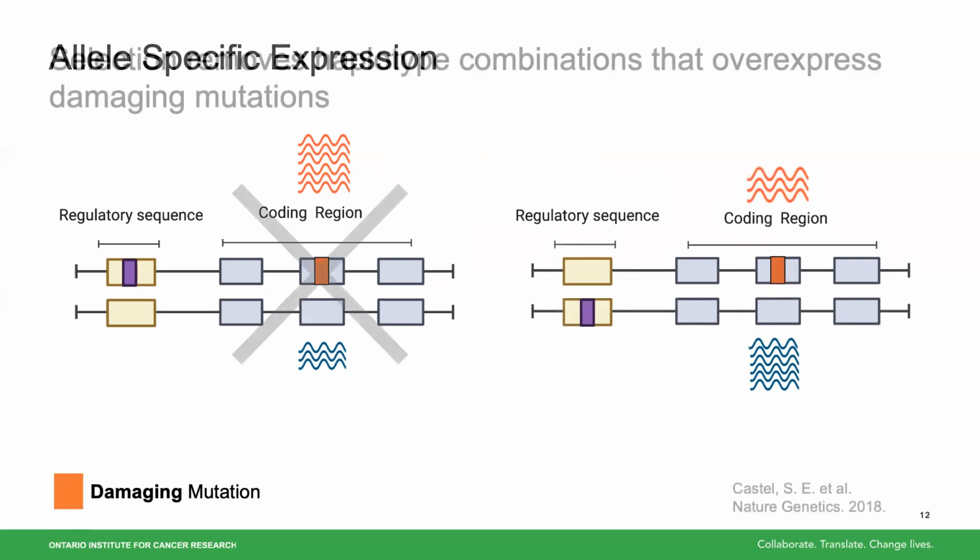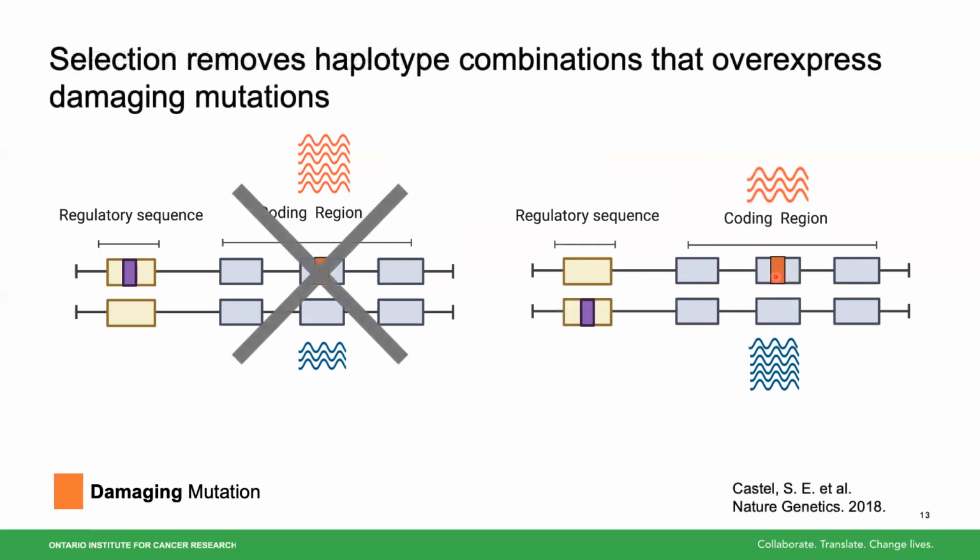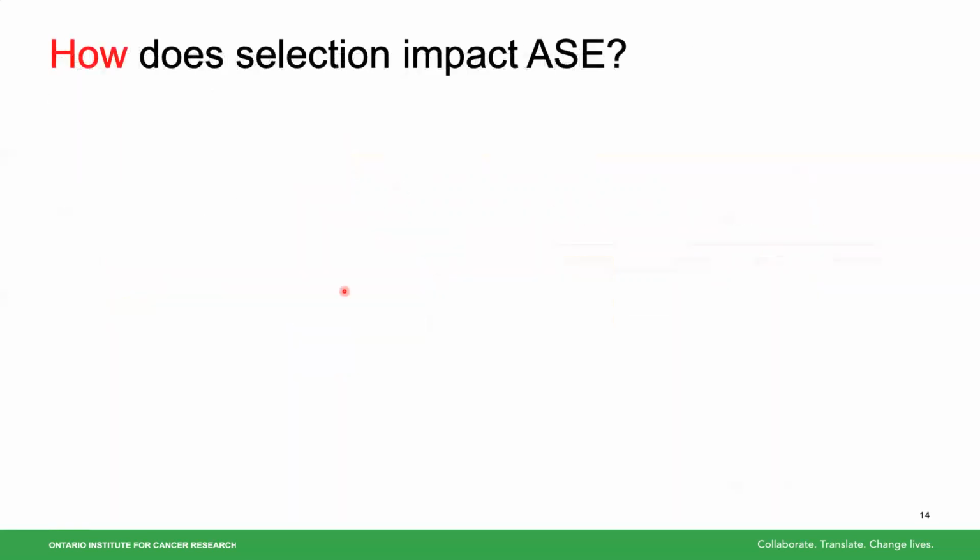In fact, in 2018, Castel et al. showed us that selection acts to remove haplotype combinations that overexpress highly deleterious or damaging mutations. So this is showing that selection in combination with ASE has this protective effect. The question remains, though, of how this process works.